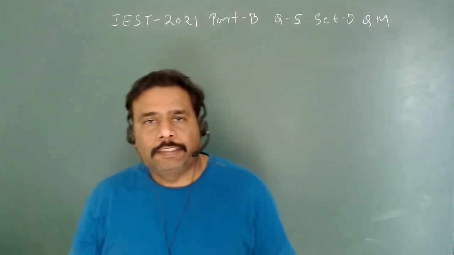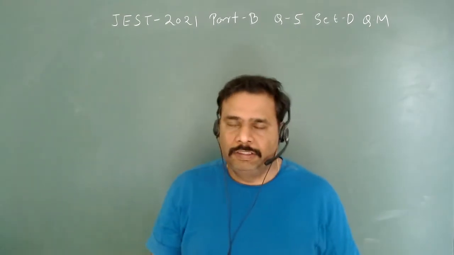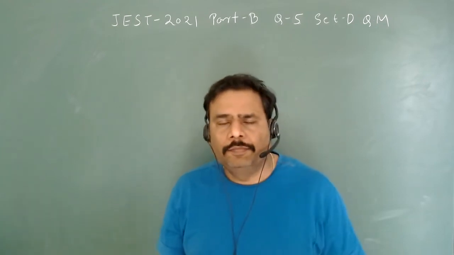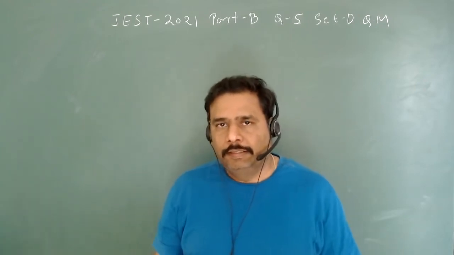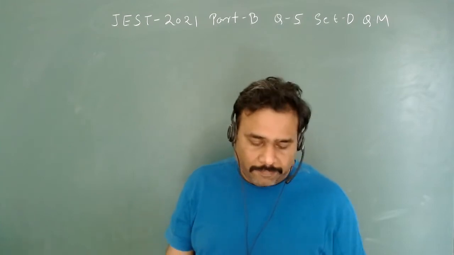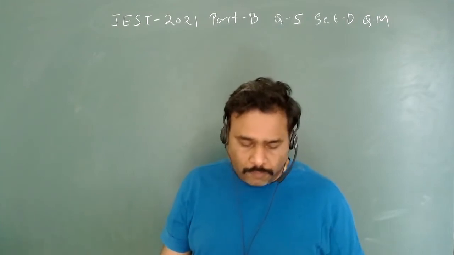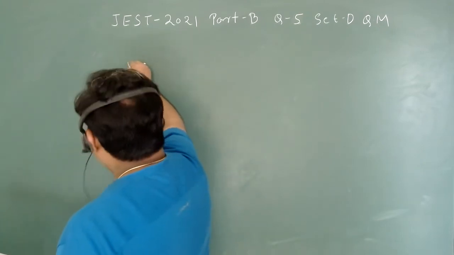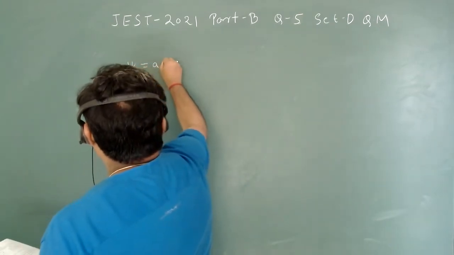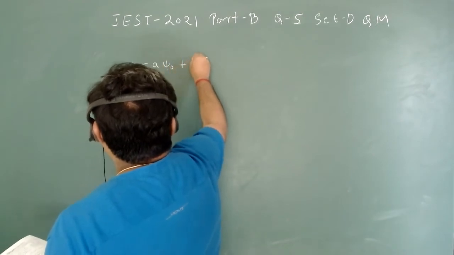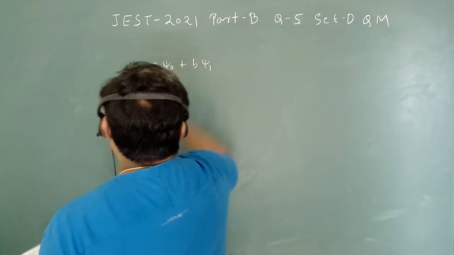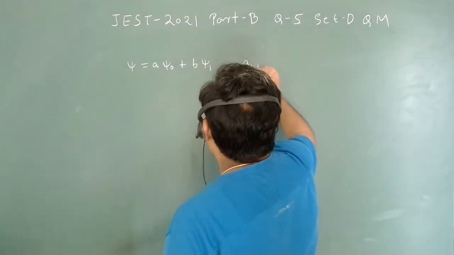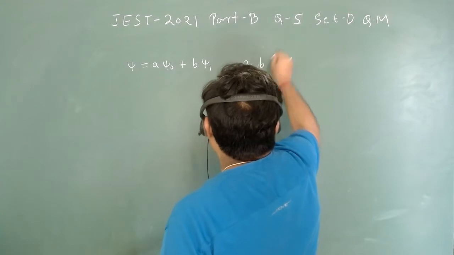Hello students. Let's try to solve one more problem from the JEST 2021 examination. This problem is again from the harmonic oscillator, but it's a very nice problem. For the one-dimensional harmonic oscillator, the state psi is given as A psi naught plus B psi 1.